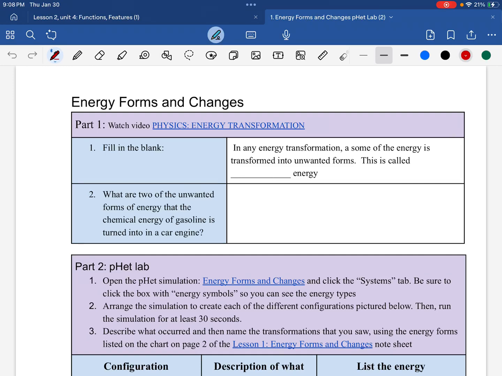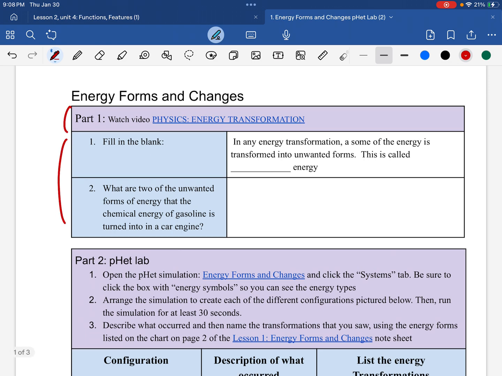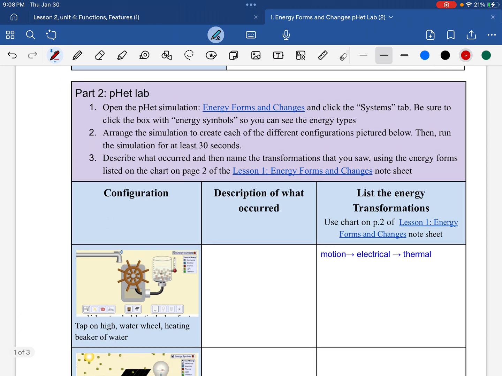Okay, this is a little explanation video for how to do this digital worksheet. The first part is just watching a video and answering a few questions. And the second part is one of these virtual PhET labs. So we're going to do this first one together.